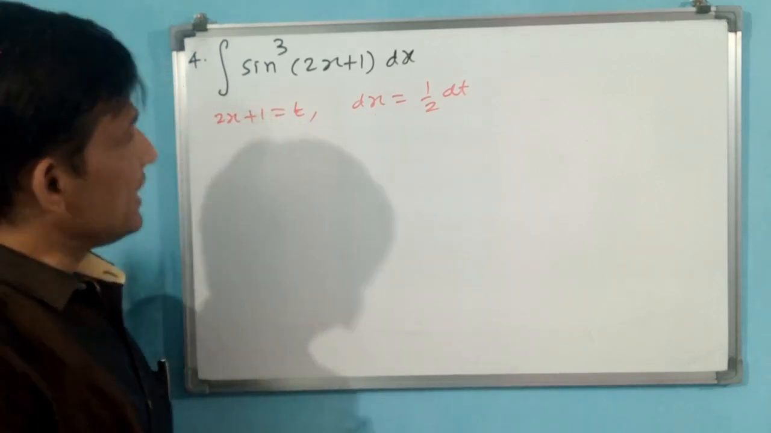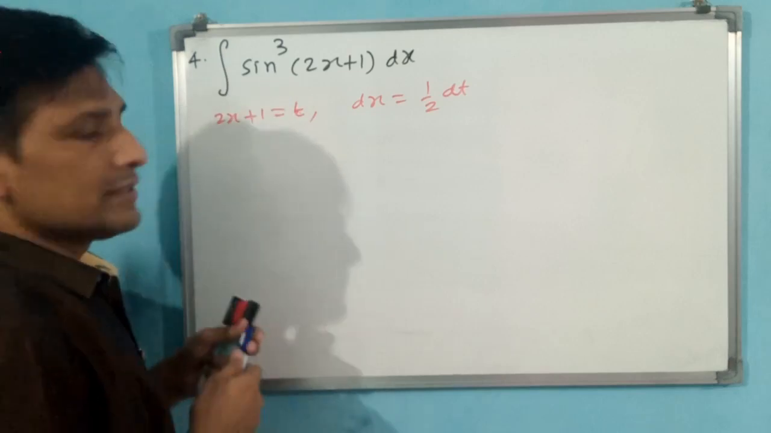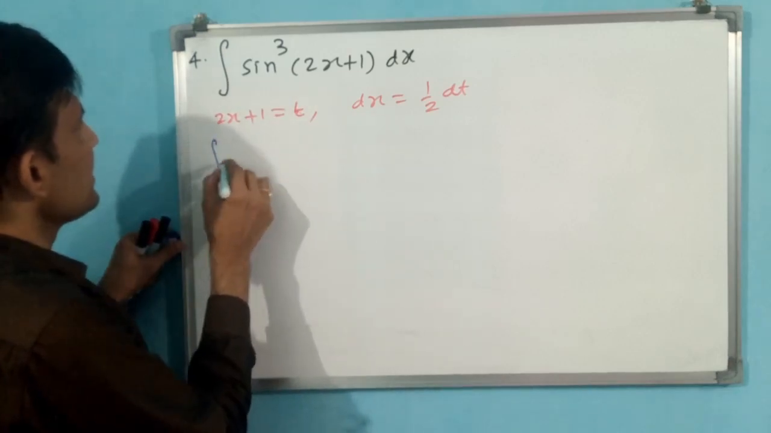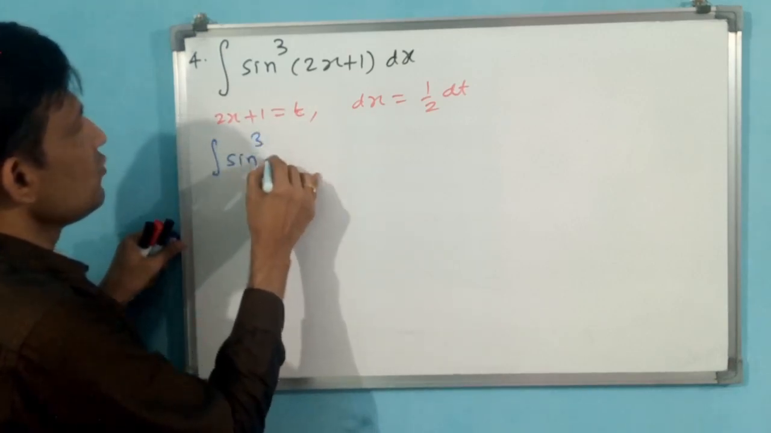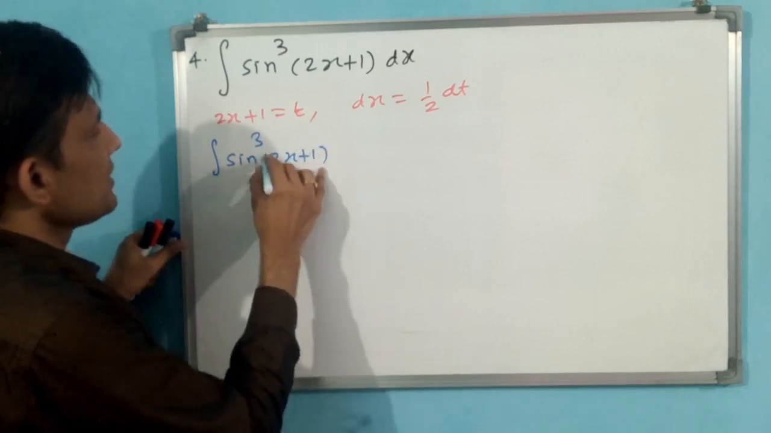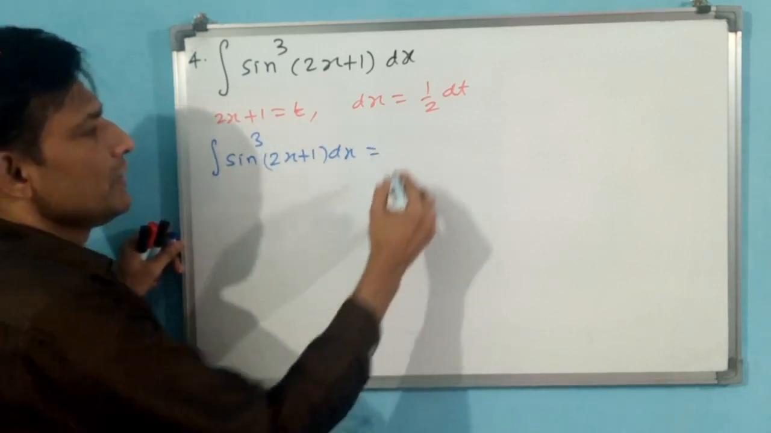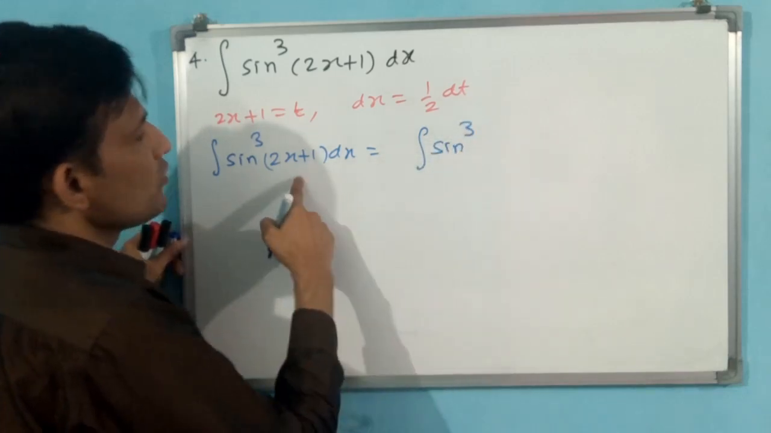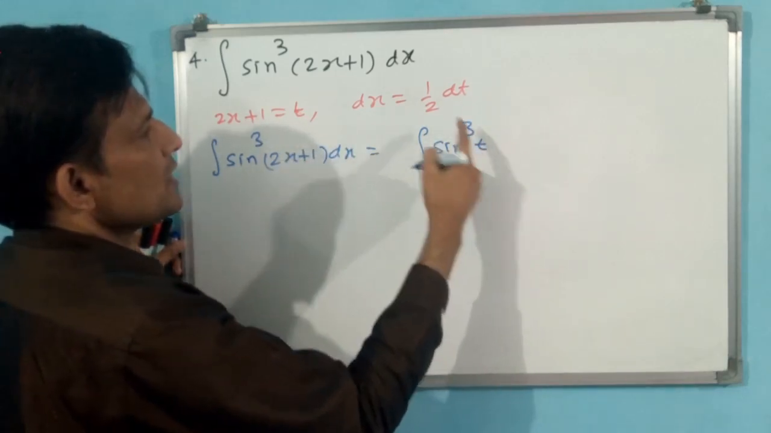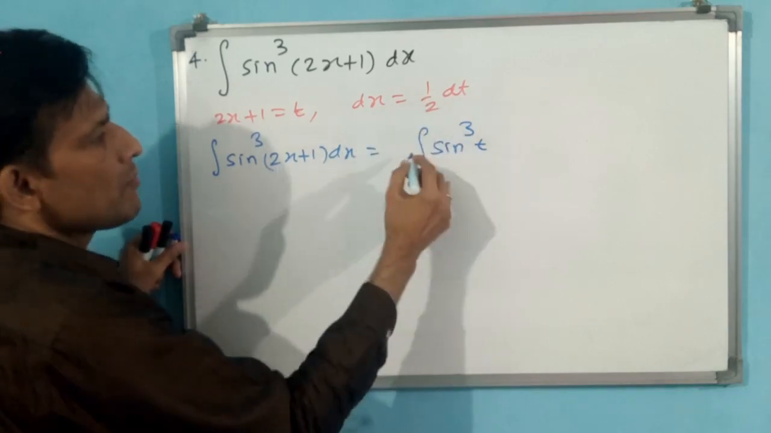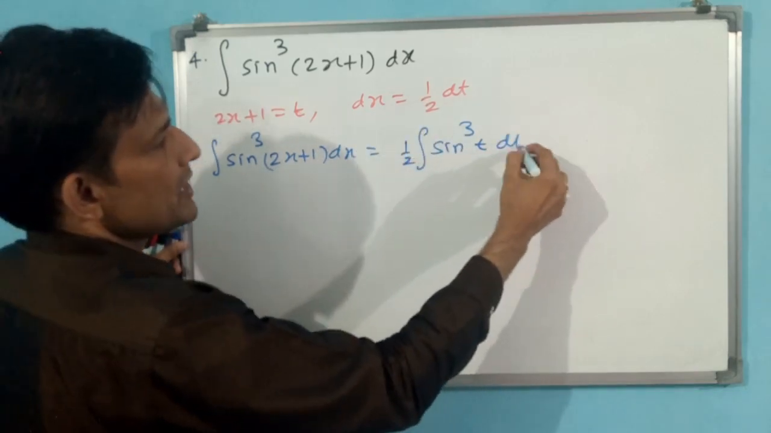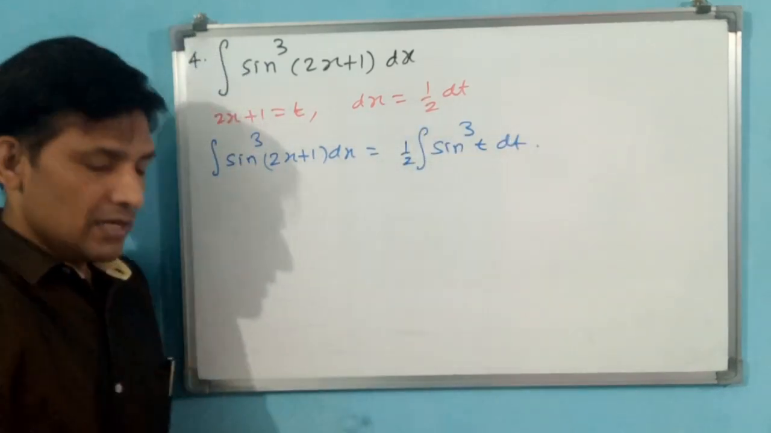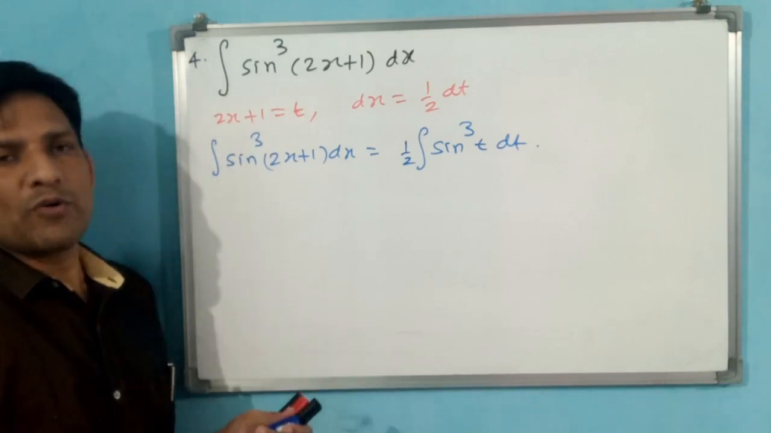Now again you rearrange this. You see what I am writing. Integral sin cube of 2x plus 1 dx is equal to integral sin cube t, since 2x plus 1 is t, but dx means 1 by 2 dt. Now you stop it. Now see, sin cube t, how are we going to do it?